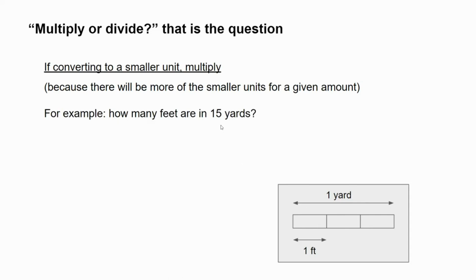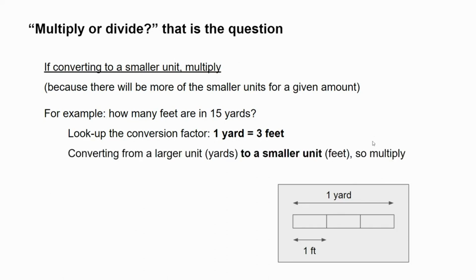For example, how many feet are in 15 yards? Look up the conversion factor. 1 yard equals 3 feet. This tells us that yards are the bigger unit. Feet are the smaller unit. We're converting to the smaller unit, so we should multiply. Multiply by 3, 15 times 3, there will be 45 feet in 15 yards.